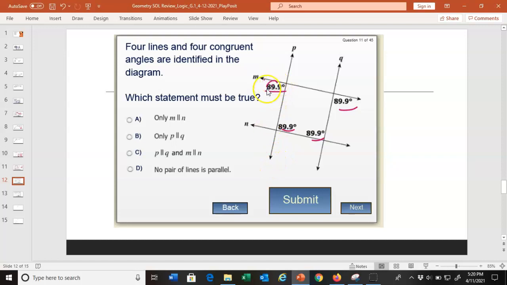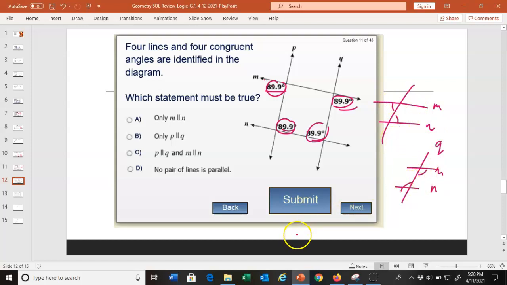And sure enough, these are alternate interior on both of those. And those are equal. Whether you look at M, N and P or M, N and Q, they both show alternate interior angles, just in different positions. And they're equal, and that's what they're supposed to be. So M is definitely parallel to N. So it could be A or it could be C, right? It's definitely not B or D.